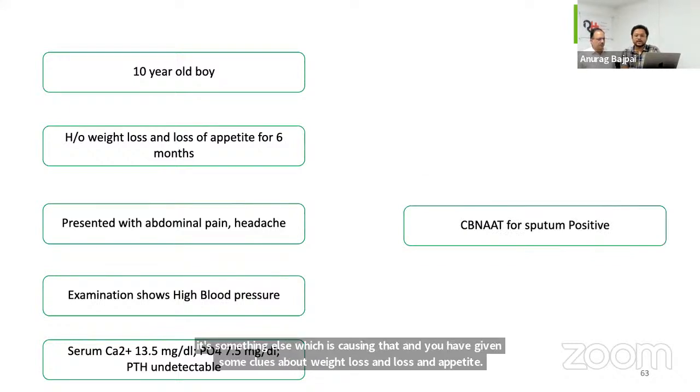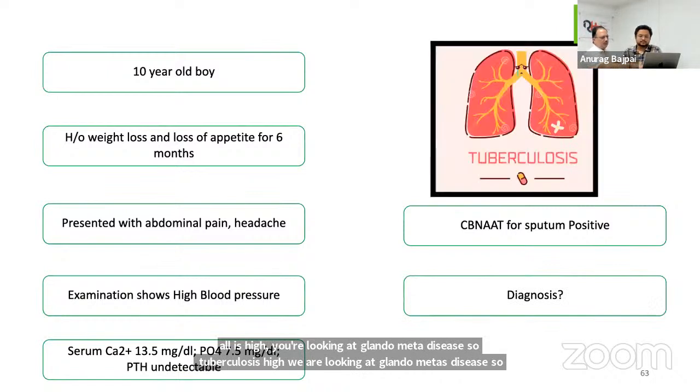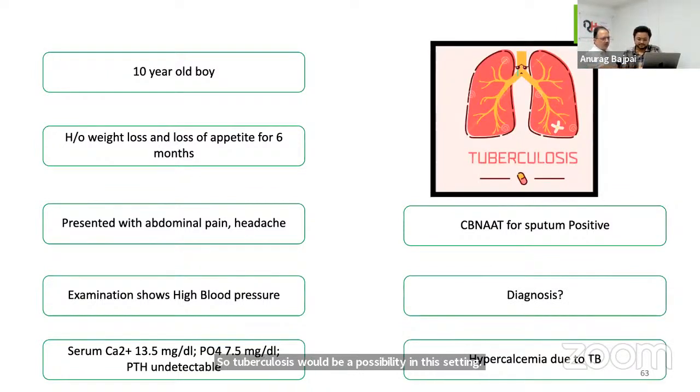So we have considered a CBNAT in this child. In this case, ideally you should look at the 25 OHD level and then the calcitriol level. Your 25 OHD is normal and calcitriol is high. You're looking at granulomatous disease. So tuberculosis would be a possibility in this setting. So think of a granulomatous disease in that perspective. We'll see what the audience was thinking about in that.